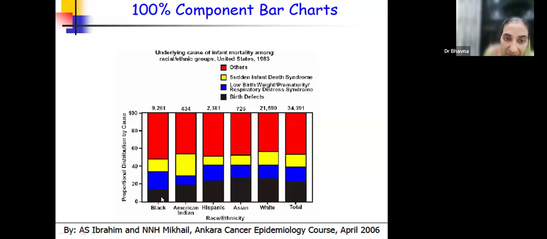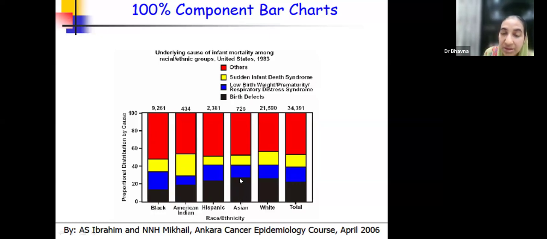Okay. So what are these? These are component bar diagrams. Look at the height of each bar diagram. It is the same. That means the red portion to the black portion represents 100%. Now, what do we do? We divide them into different components depending on the frequency of SIDS, LBW, and birth defects among these racial or ethnic groups. Okay. Now, when you look at this diagram, you can easily see that American Indians have the maximum proportion of SIDS, and Asians have maximum birth defects.